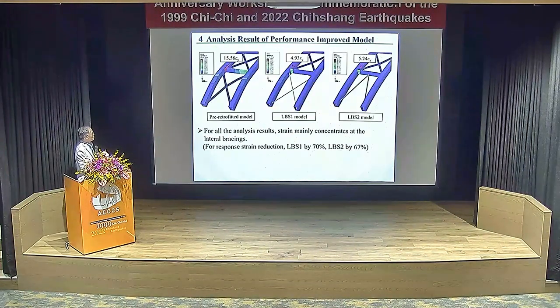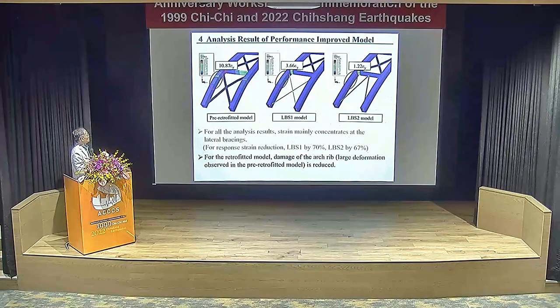And this is the damaged situation for 3 cases. For all the analyses, strain is mainly concentrated at the lateral braces, lateral struts. But compared with the original one, the average strain is reduced about 70% for case LBS1 and 7% for another case.